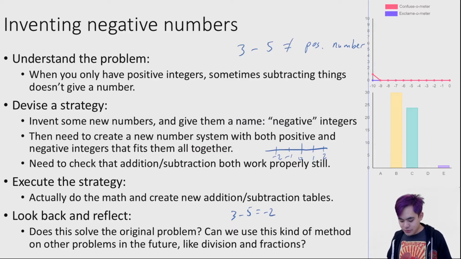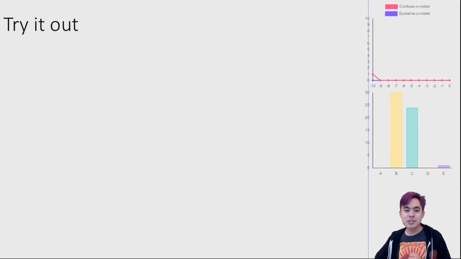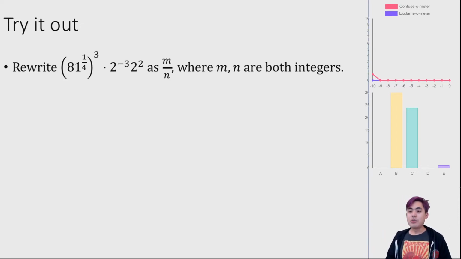Okay, so let's try it out. Let's say I want you to rewrite this particular equation as m over n, where m and n are both integers. And since this was asked earlier, let me add that it is in simplified form.